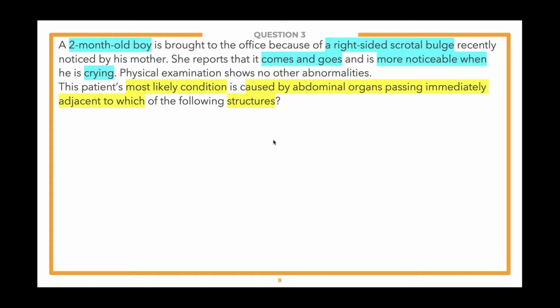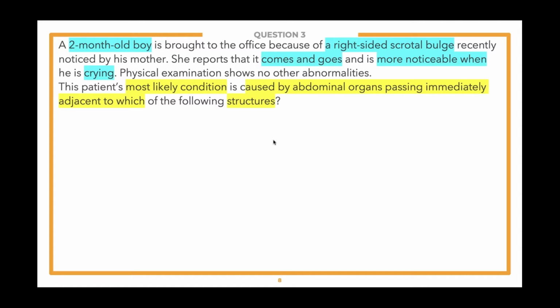And then they usually tell us, why is this patient coming to be seen? Why are they seen by the doctor? Why are they in the hospital? In this case, it's because of a right-sided scrotal bulge. So you want to make note of what we call the presenting signs and symptoms. Now, in this case, it's a little bit of a shorter clinical vignette, so there are going to be some important clues in the next 1 to 2 sentences.